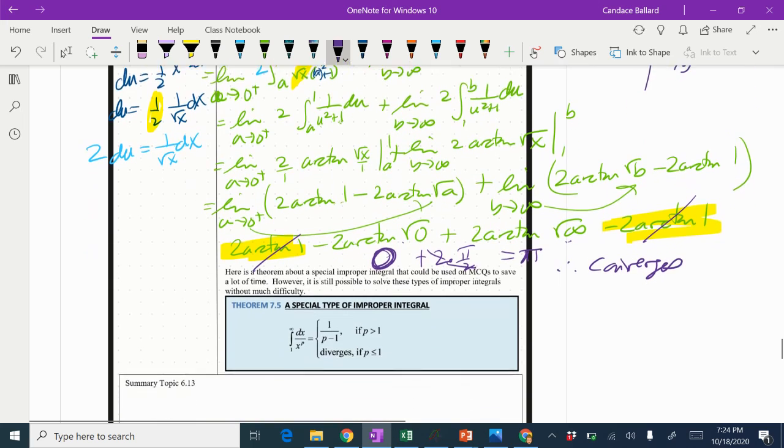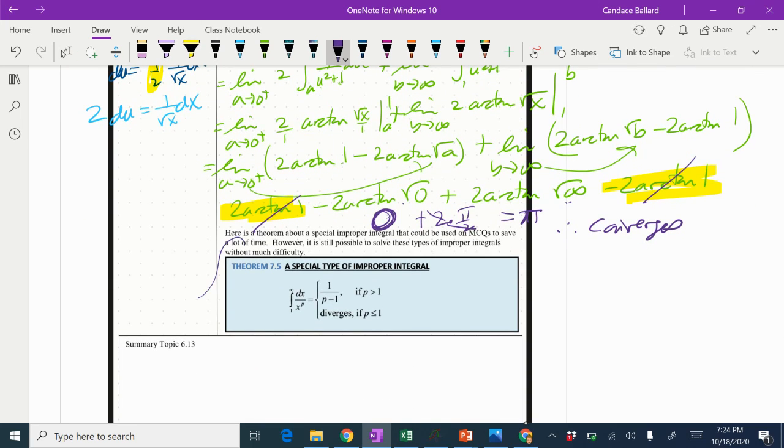And then you'll notice that there's also another special type of integral. We're not going to hit this one quite yet, but this is a special type of improper integral, and we do cover it more in Unit 10.